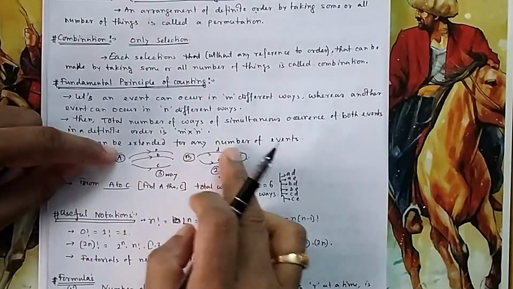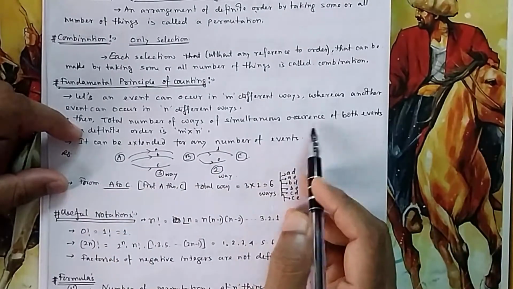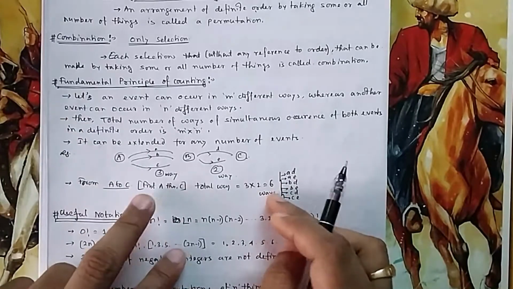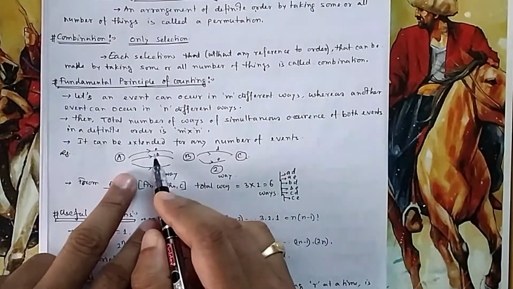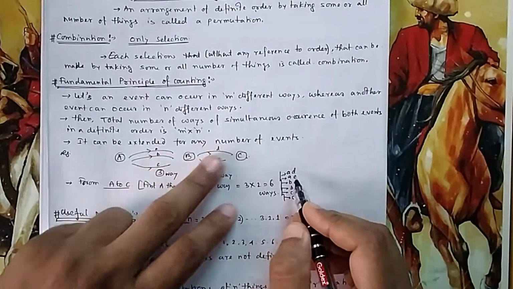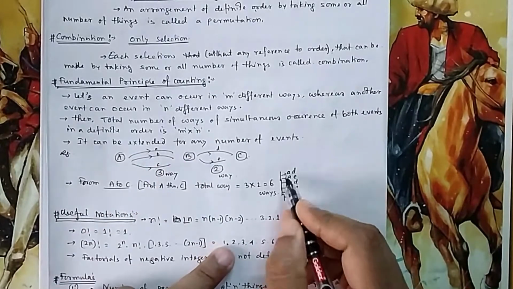The first this one, then this one, so it is in a definite order also. In a definite order, simultaneous occurrence, both are satisfied. So the answer will be 3 into 2. You can see how. What are the 3 ways? I have marked the roads: small a, small b, small c, small d, small e. So one can use AD, AE, BD, BE, CD, CE. So you can see these are the 6 ways.